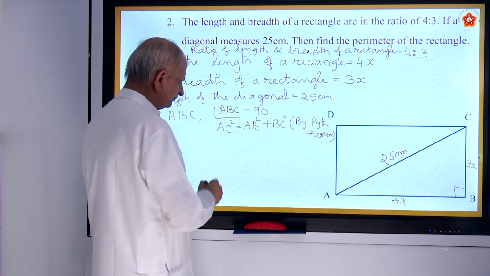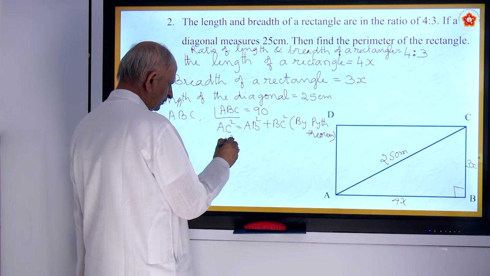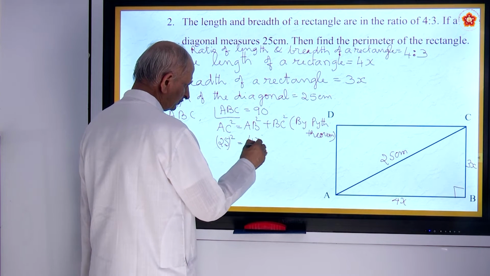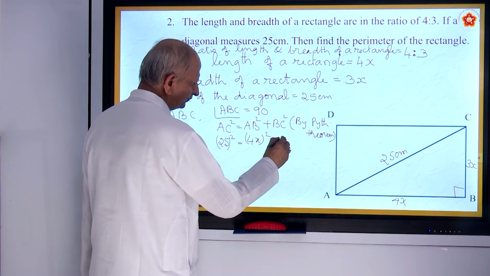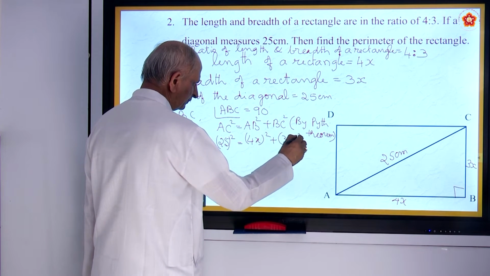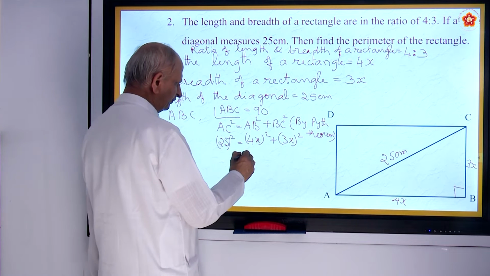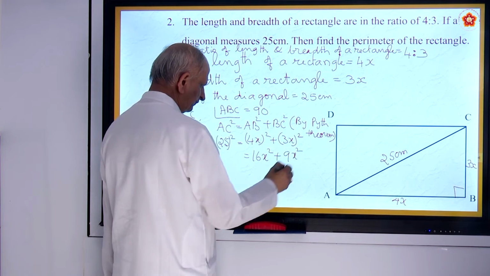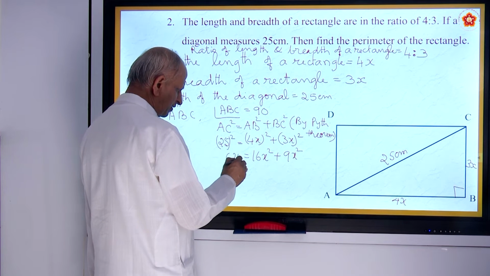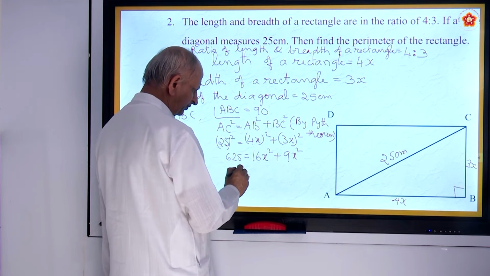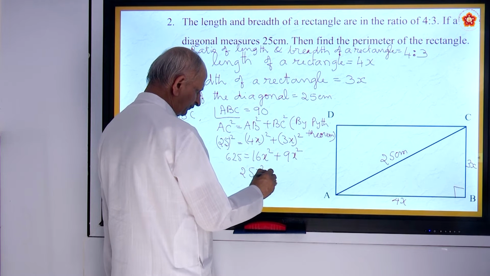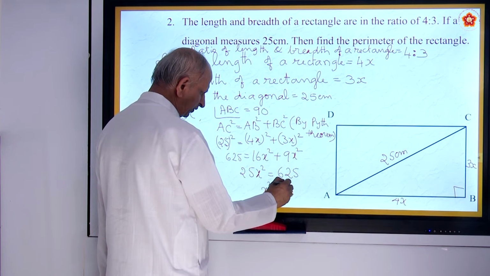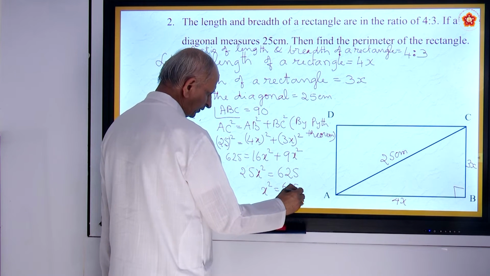Now what is AC? 25 square is equal to, what is AB? 4x. What is BC? 3x. So 4x squared is 16x square plus 9x square is equal to 625. So 16 plus 9 becomes 25x square is equal to 625. So x squared is equal to 625 by 25, that is 25.